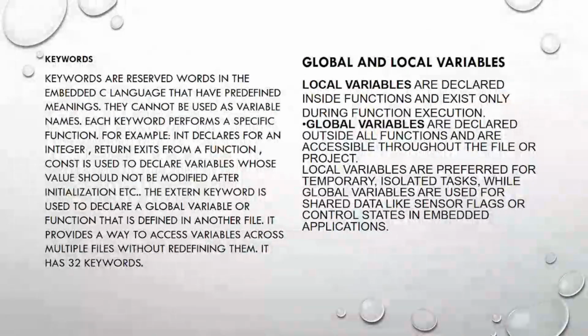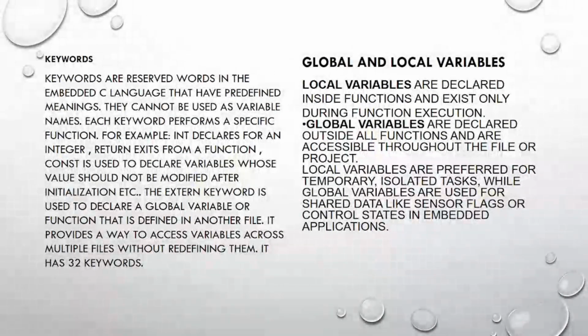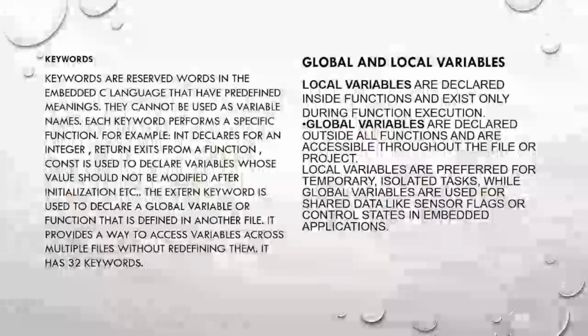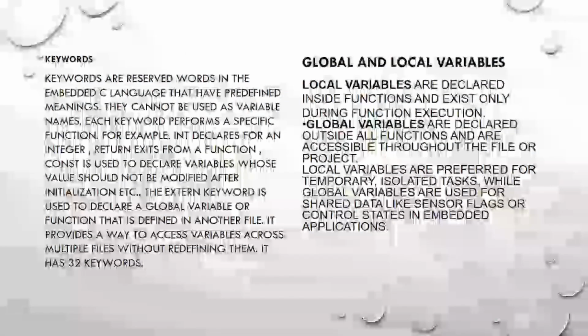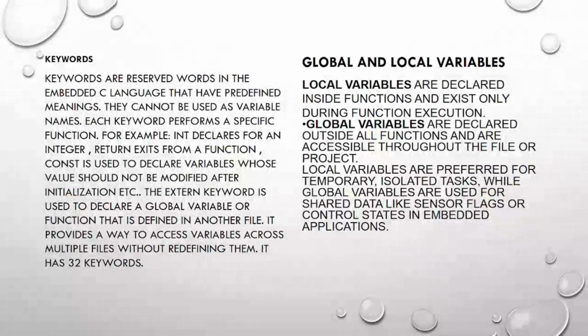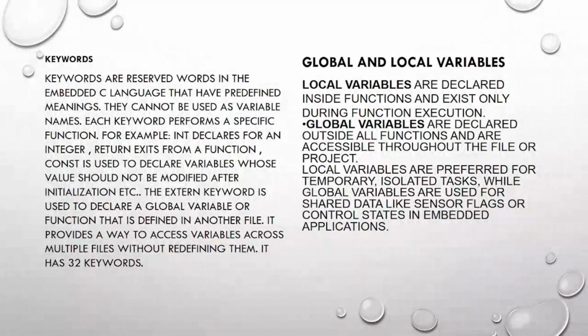Keywords. Keywords are reserved words in the embedded C language that have predefined meanings, and they cannot be used as variable names. Each keyword has a specific function, like int declares an integer, return exits from a function, const is used to declare variables whose value should not be modified after initialization, etc. The extern keyword is used to declare a global variable or function that is defined in another file. It provides a way to access variables across multiple files without redefining them. And there are 32 keywords.